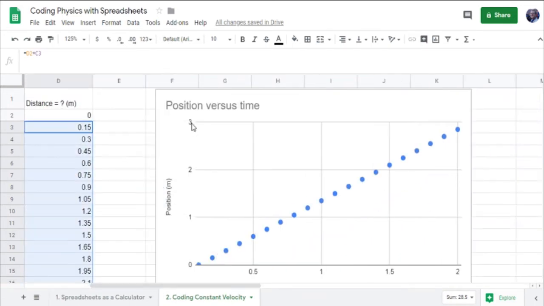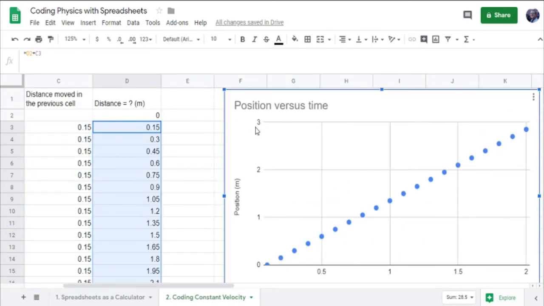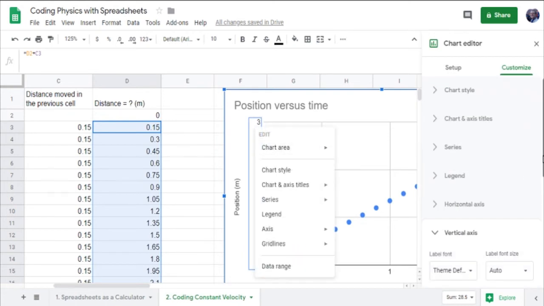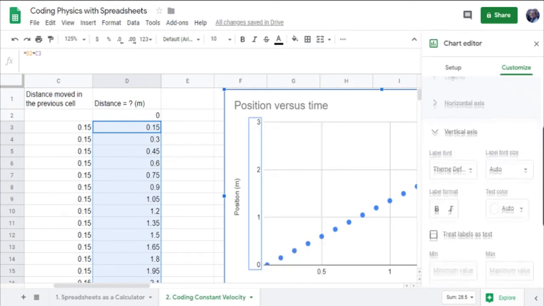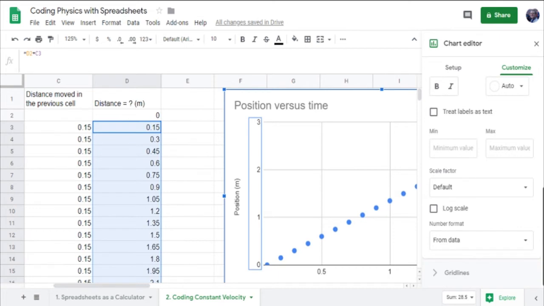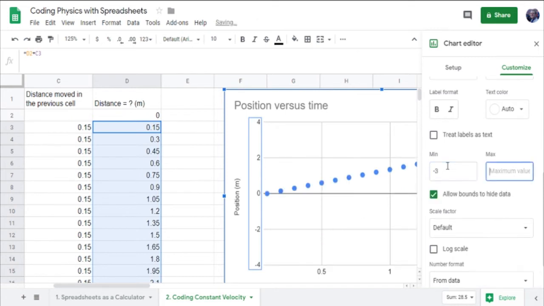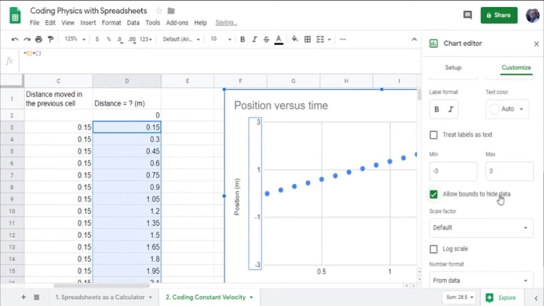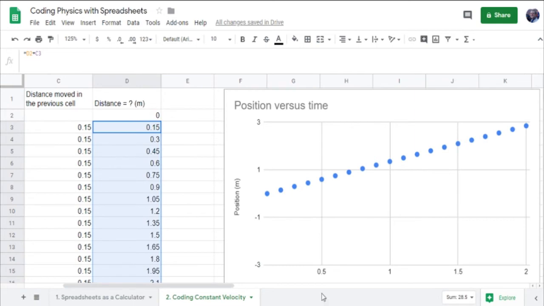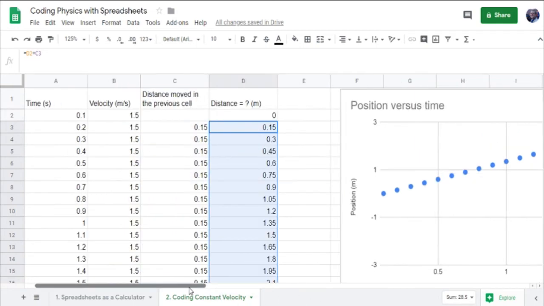I'm going to make a slight adjustment to this graph here. We're going to take this vertical axis and we're going to set its minimum value to be -3 and its maximum value to be 3. Okay, there we go. Because I don't want those shifting around on me when we make some changes to this thing.